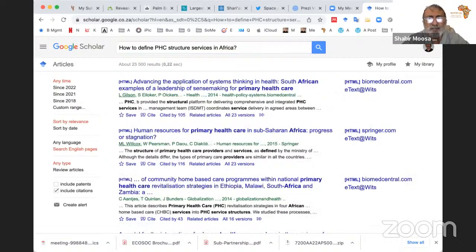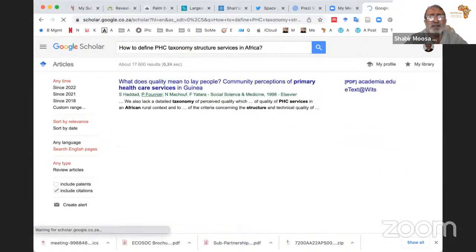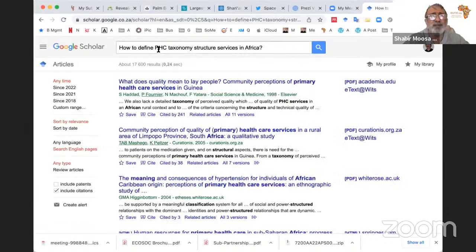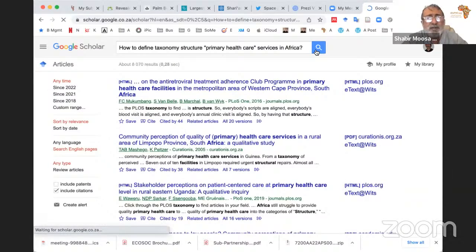And again, it's not giving me enough, same problem. I come across a word, which is taxonomy. In other words, how do I define structures of services? And again, it's going to come up with problems. Now, PHC is another problem. You've got to actually say primary health care. And if some of you are working with it, you'll know that you can put inverted commas to make sure that that's the full word you want to get. And I'm still not getting it. I'm not getting any clear idea of a taxonomy.